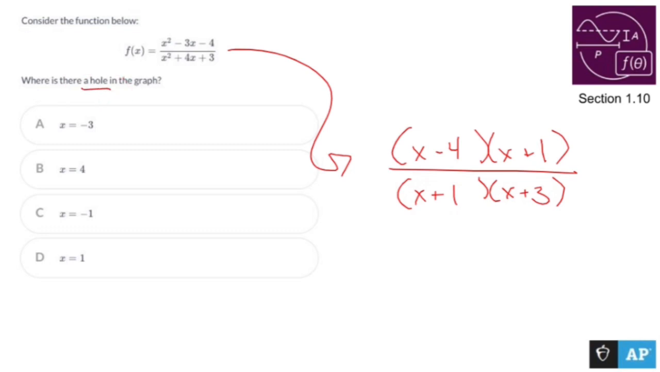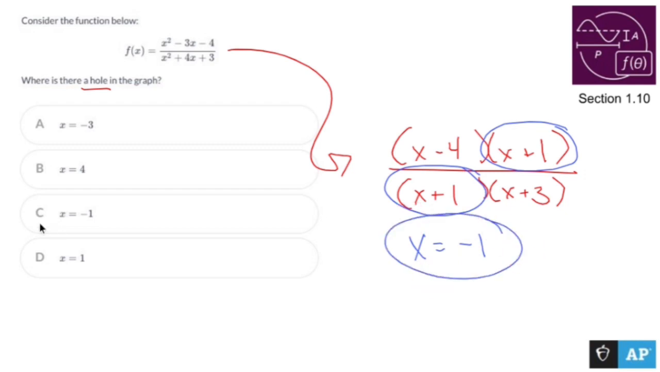They want a hole. A hole exists when you have a factor on the bottom that's the exact same, and the same amount, as the factors that you have up top. x plus 1 on the bottom and x plus 1 on the top are the same. Now, the hole exists at the x value that makes the factor equal to 0. So -1 plus 1 is 0, so x = -1 is going to be my hole.